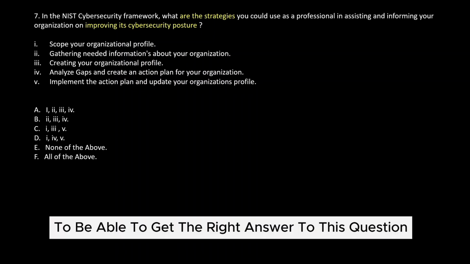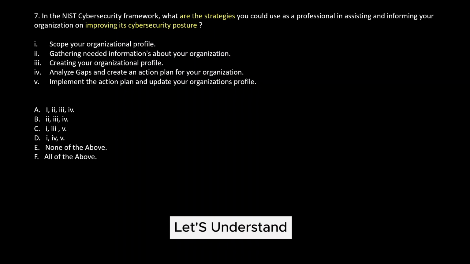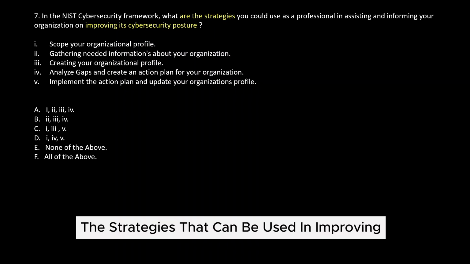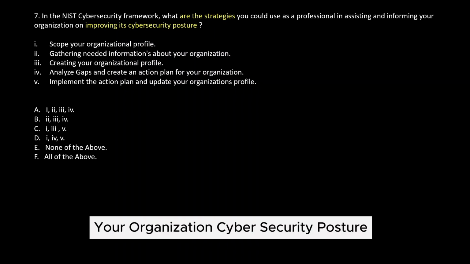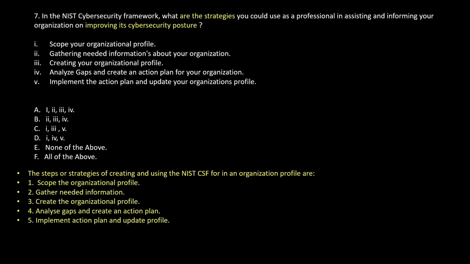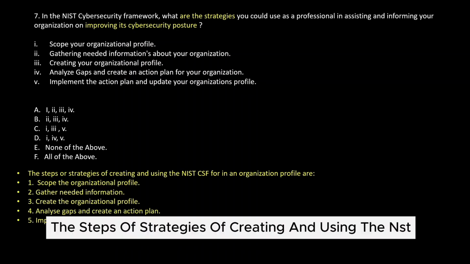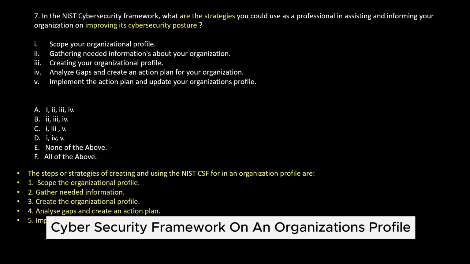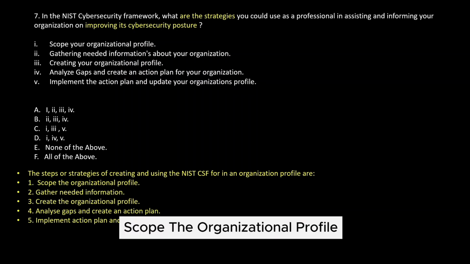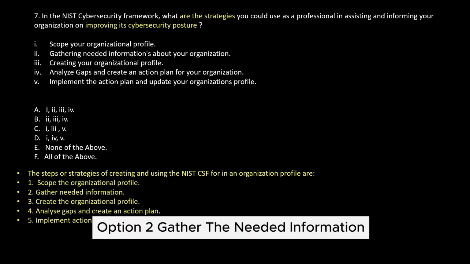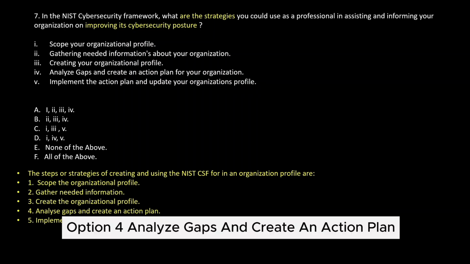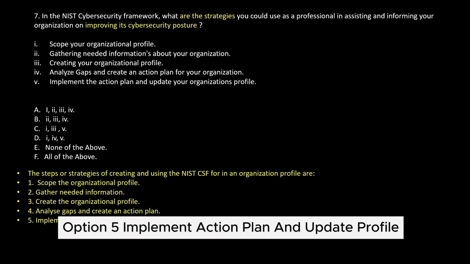To be able to get the right answer to this question, let's understand the strategies that can be used in improving your organization's cybersecurity posture. The steps or strategies of creating and using the NIST Cybersecurity Framework or an organization's profile are: Option 1, scope the organizational profile. Option 2, gather the needed information. Option 3, create the organizational profile. Option 4, analyze gaps and create an action plan. Option 5, implement action plan and update profile.